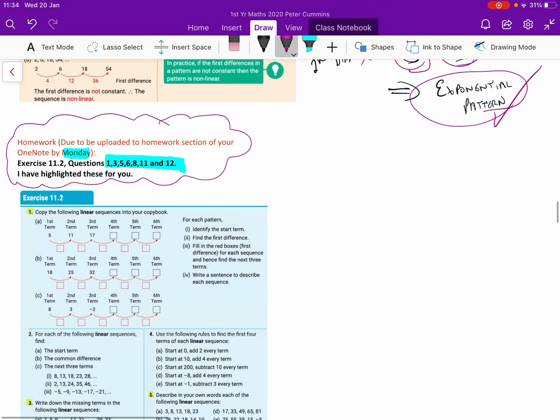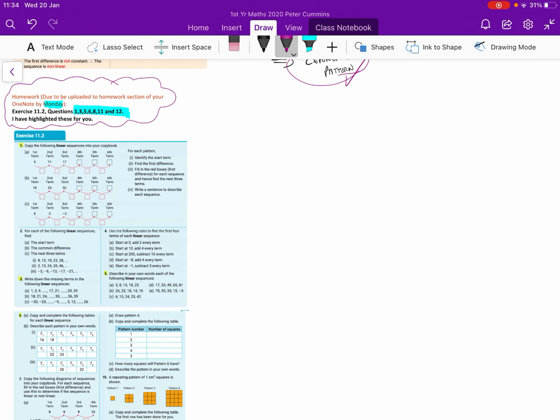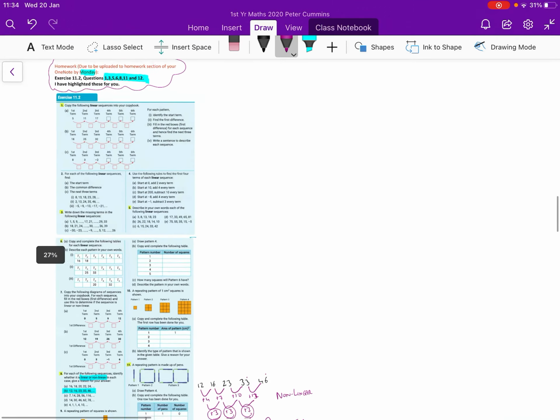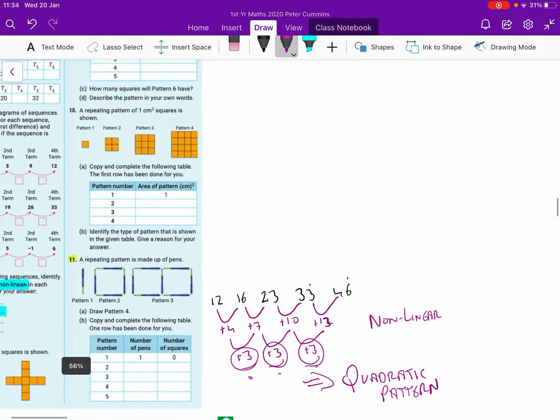So what I'd like you to do is have a go with some of those. Here's the homework to be uploaded to the homework section by Monday. So it's not due till Monday. There's a couple of questions there. I've highlighted them for you. Down here I did one of them out for you.